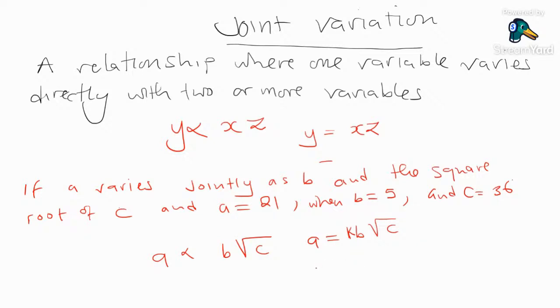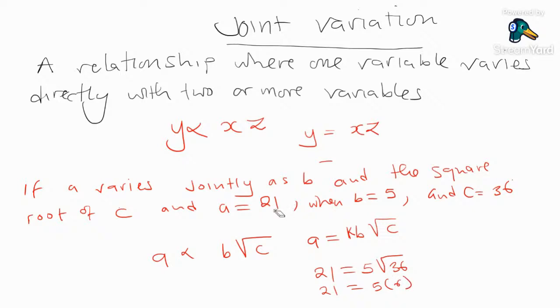So I'm saying A is equal to 21. So A is equal to 21, B is equal to 5, then of course the square root. So this is 36. Now here we can say 21 equals 5 times the square root of 36. The square root of 36 is 6.